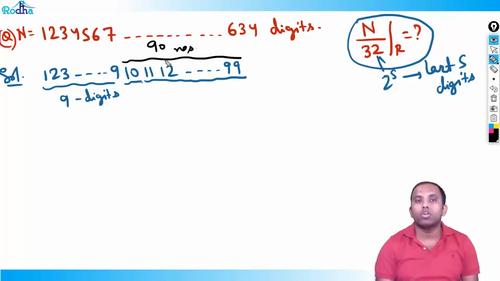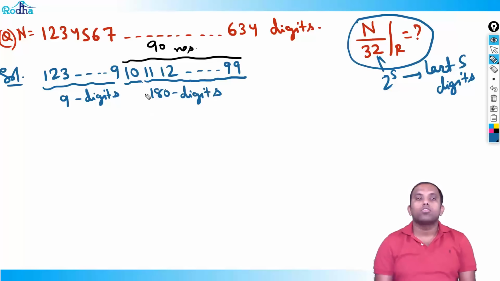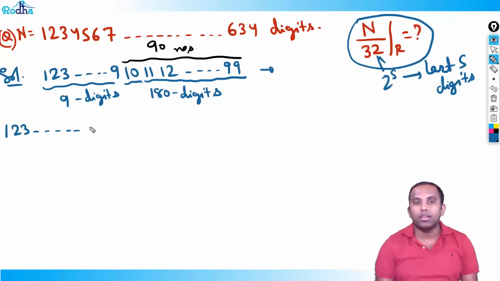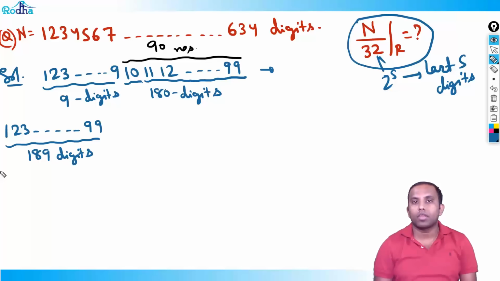So each number has got 2 digits. So how many digits in total? Total 180 digits. Okay, so that means if a number is written like this, 1, 2, 3 till 99, in total 189 digits are written.